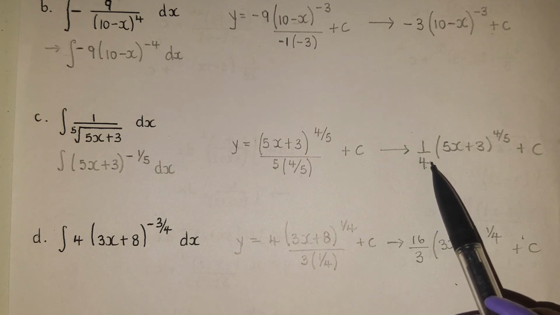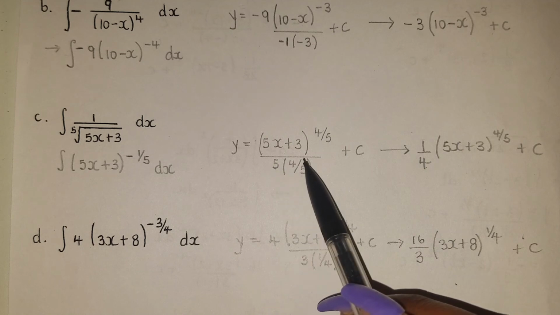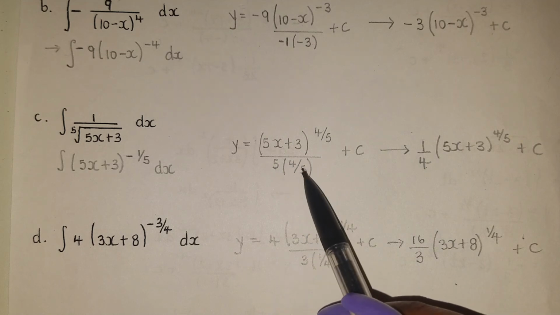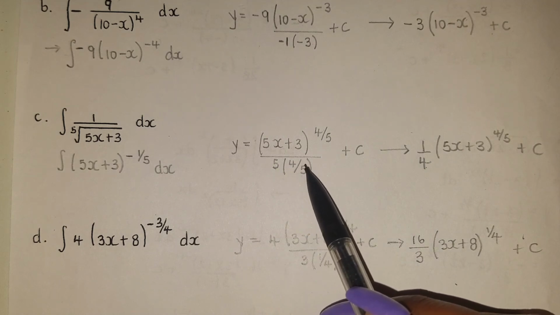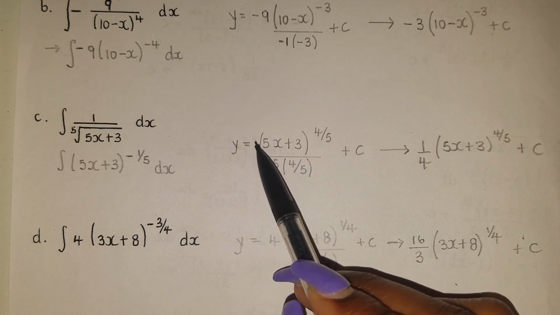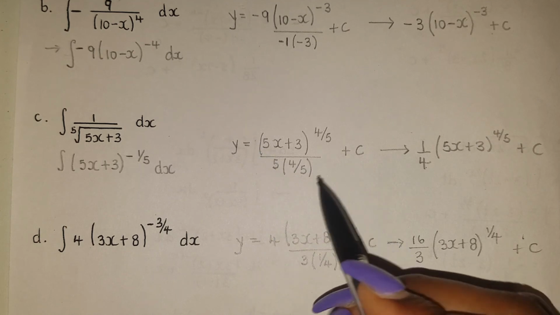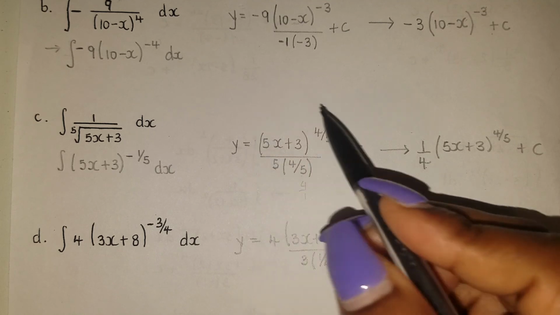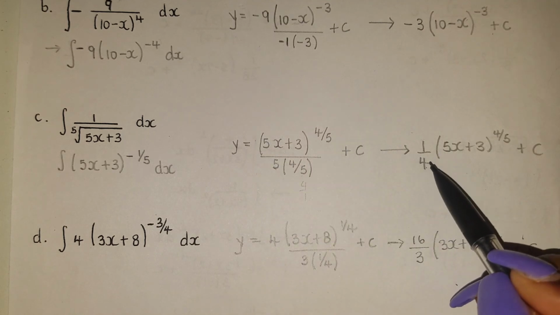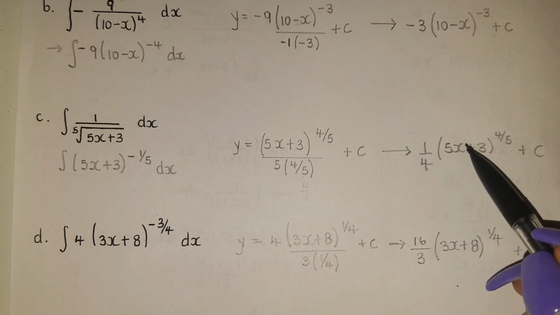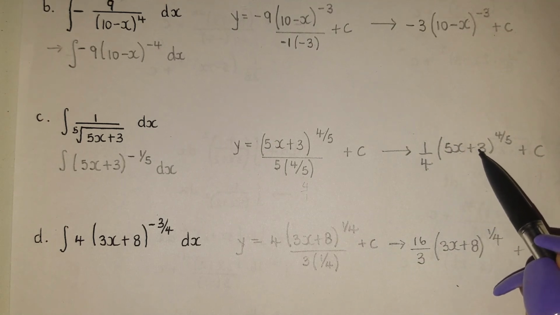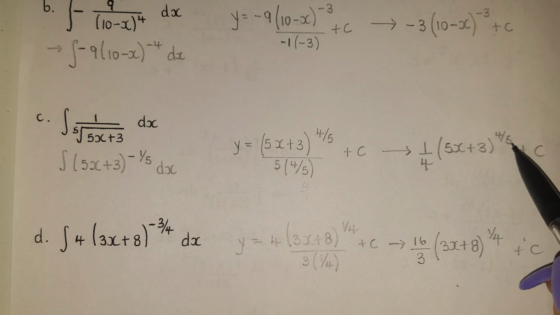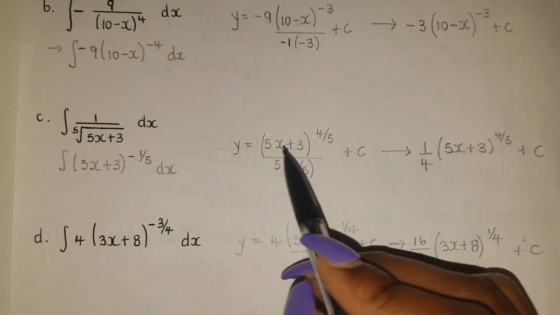Forgive me, repeating, 5 times 4 over 5 is a positive 4, and it gets brought up as 1 over 4, the reciprocal. So 4 over 1 gets brought up as 1 over 4, and now our answer is 1 over 4, and 5x plus 3 raised to a 4 over 5 plus c.